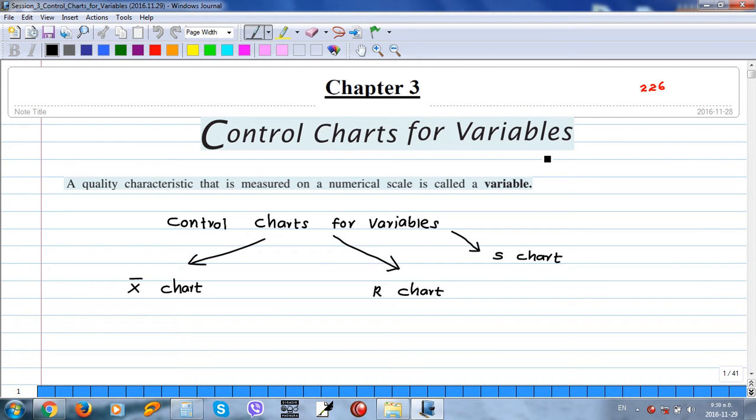STA 3532 Introduction to Statistical Quality Control, Chapter 3, Control Charts for Variables.